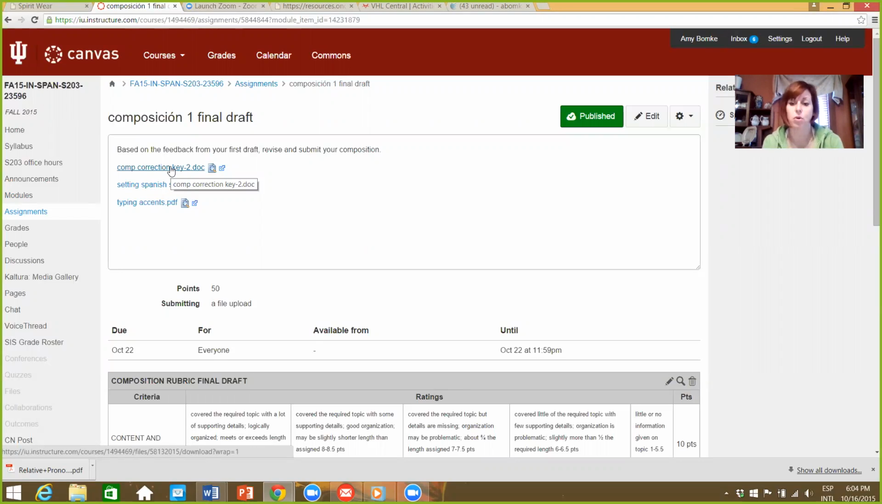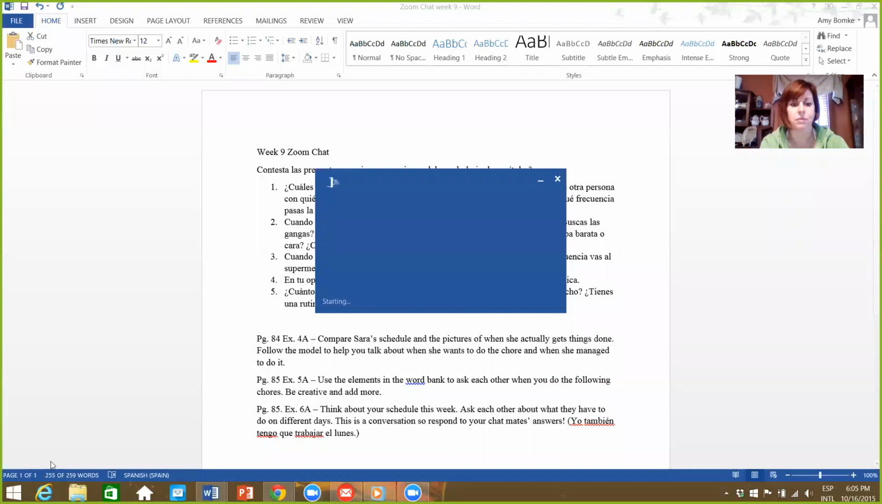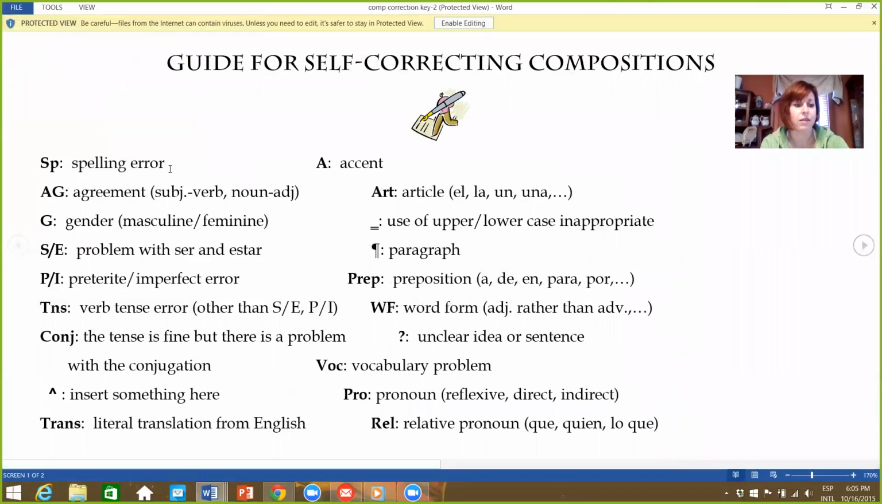The other thing that's important to do is you need to open up your composition assignment, because when you open it up, you're going to see it looks like track changes. So you're going to see all kinds of little notations that I have out to the side, places where I've marked that you have some sort of an error. And this correction key here is going to help you figure out what my shorthand means.